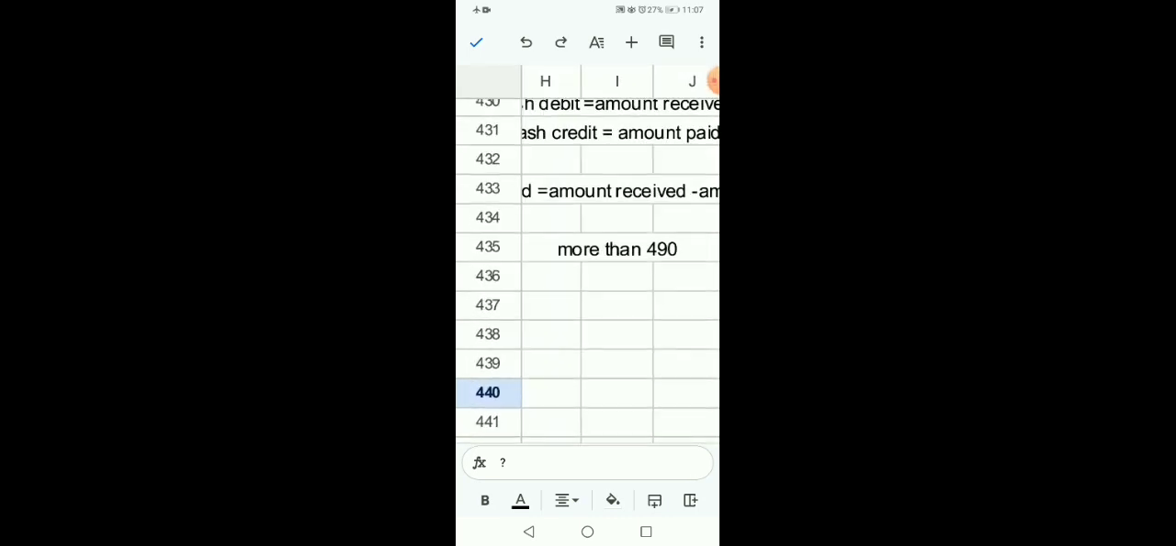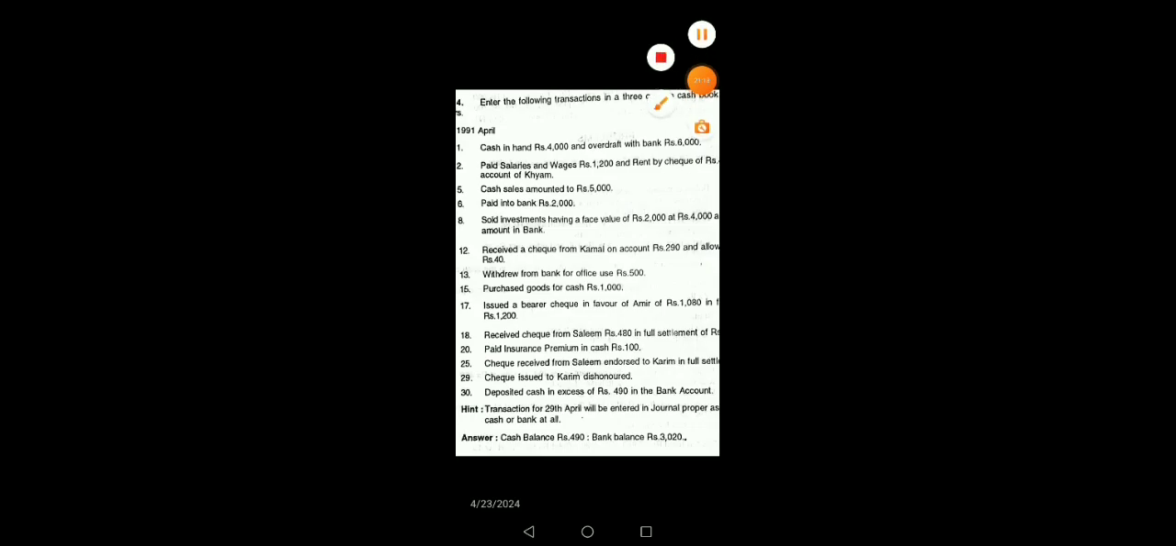The 30th entry we are needed to post in the cash book, but the amount is not present. For this, what we have decided, we will write here, come again, we will repeat it. It has been said that the amount which is more than 490, write down that additional amount in entry number 30. Let's read it again. Here we have the transaction: deposited cash in excess of 490. These are important points in the transaction. We are needed to deposit the amount which is more than 490.